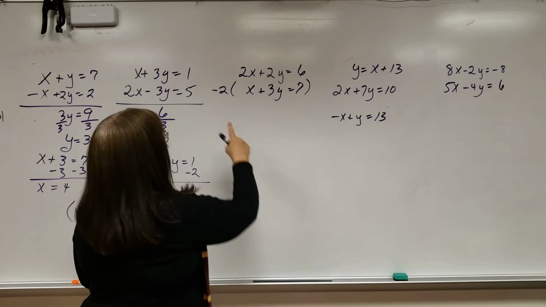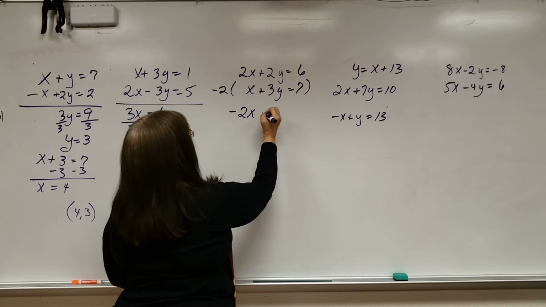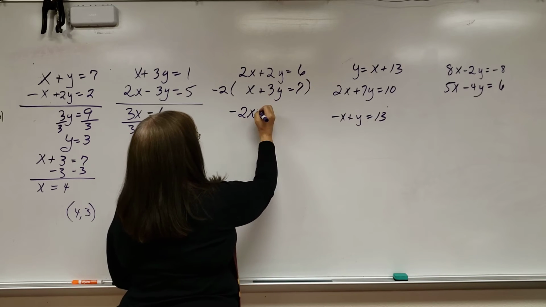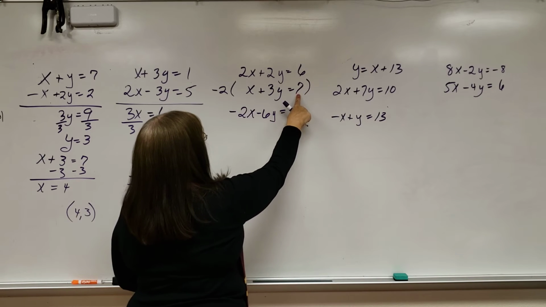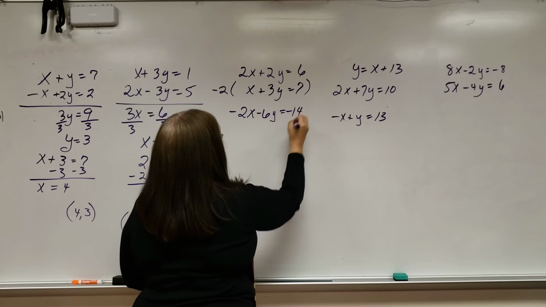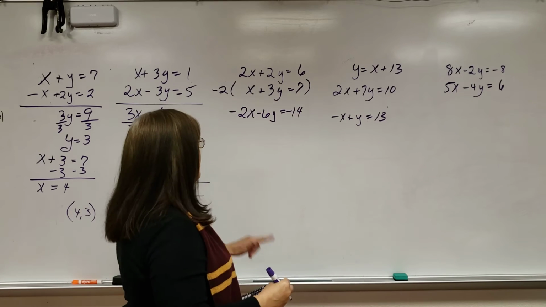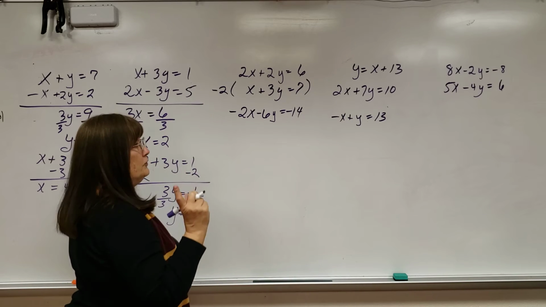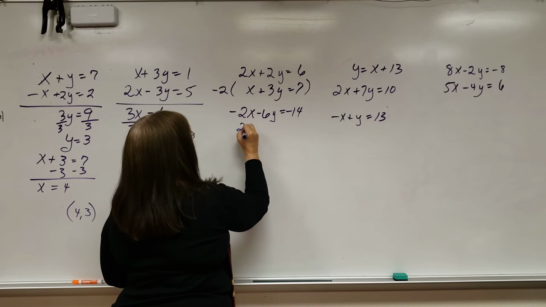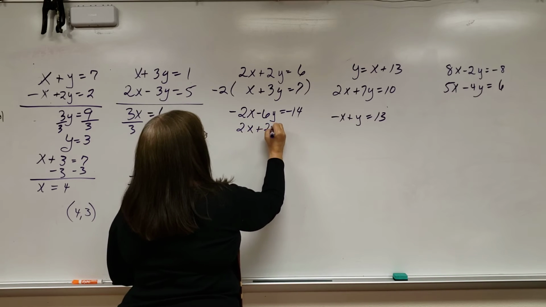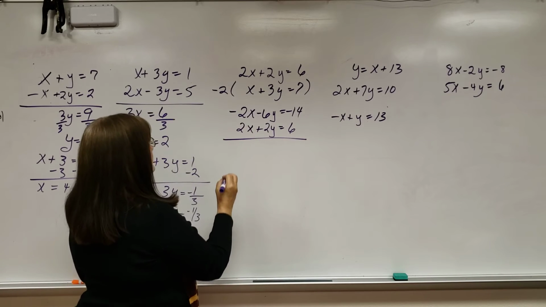When I do, I end up getting a negative 2x. Negative 2 times 3 is negative 6y. And negative 2 times 7 is negative 14. Every single term must be multiplied. Distributive property. All right, we're going to bring this down here. So I have 2x plus 2y equals 6. I'm going to add these together.